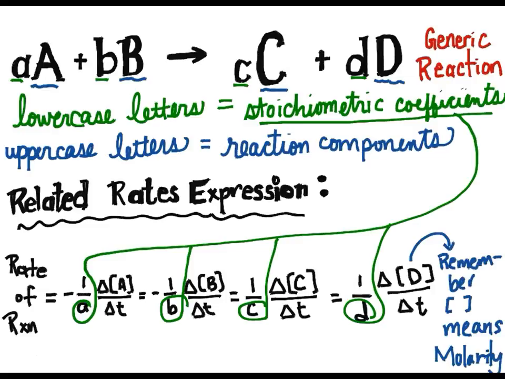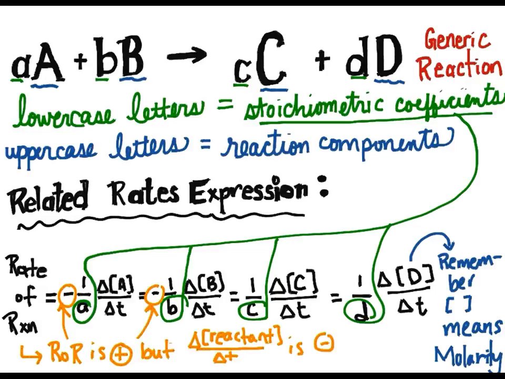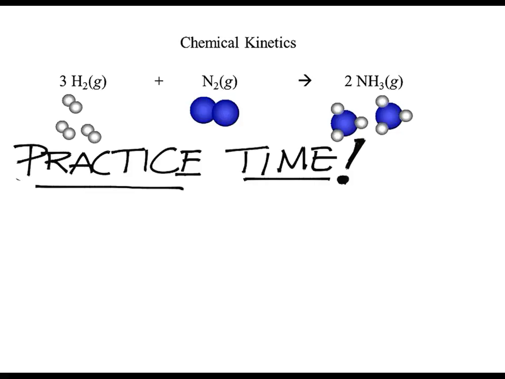And remember that the brackets mean molarity, and so those are change in molarity of A over change in time, change in molarity of B over change in time. These negative signs for the reactants are there because the rate of reaction is always positive. But the change in reactant concentration over change in time is a negative number because reactants decrease over time. So to make them positive, we put a negative sign in front of that.